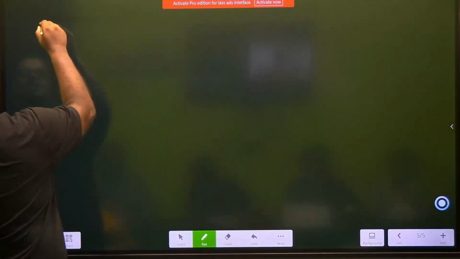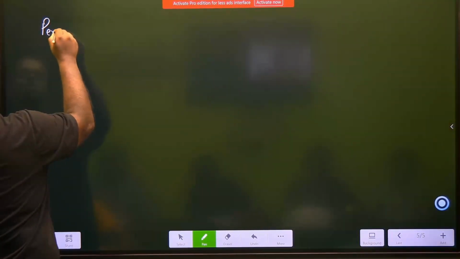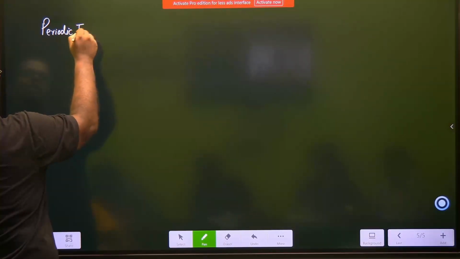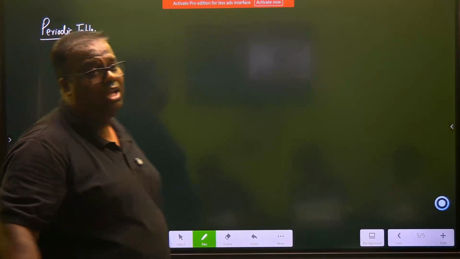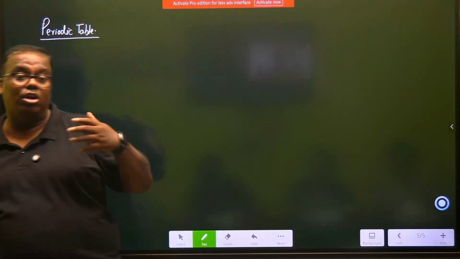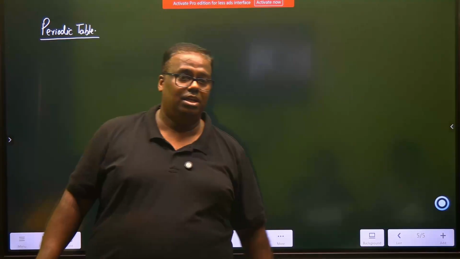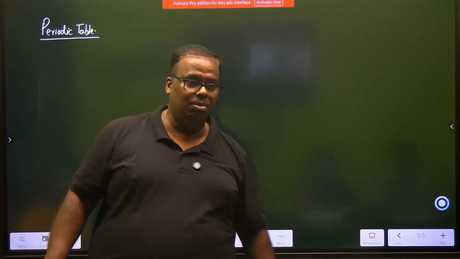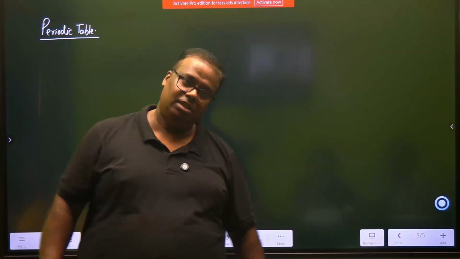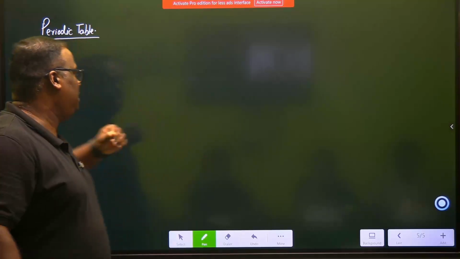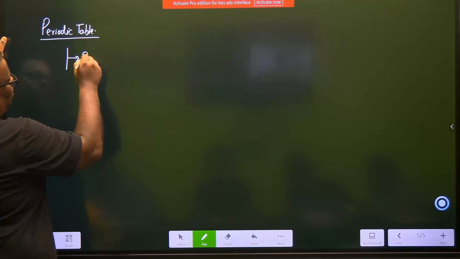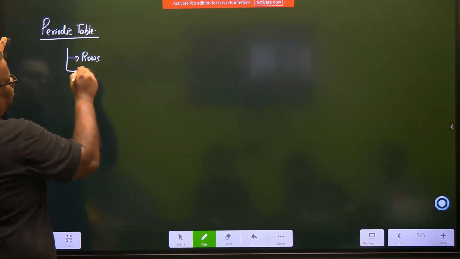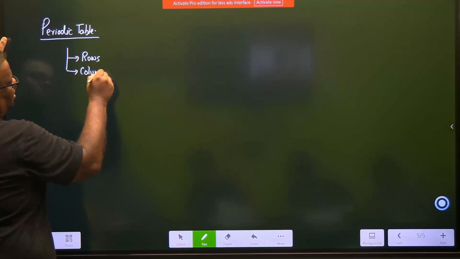Then comes the very nice chart which you will bring next day to my class, called the periodic table. The periodic table is where I arrange all the elements in the order of their atomic numbers, in increasing atomic number, right? So a periodic table is typically identified by something known as rows and another known as columns.